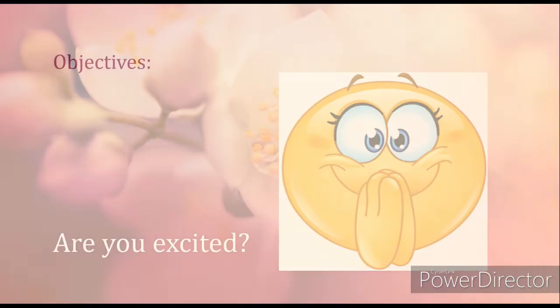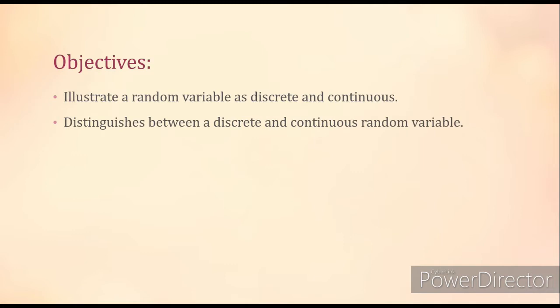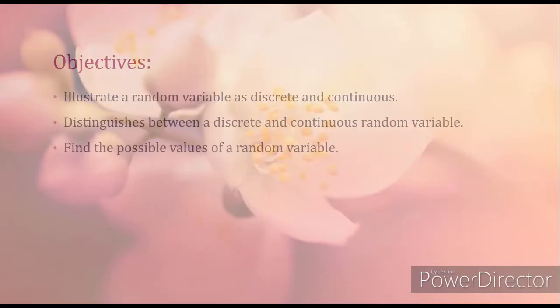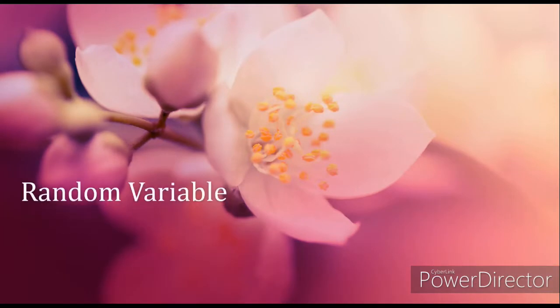So let's begin. By the end of this video lesson, you will be able to illustrate a random variable as discrete and continuous, distinguish between a discrete and continuous random variable, and find the possible values of a random variable. So basically, our topic will focus on random variable.